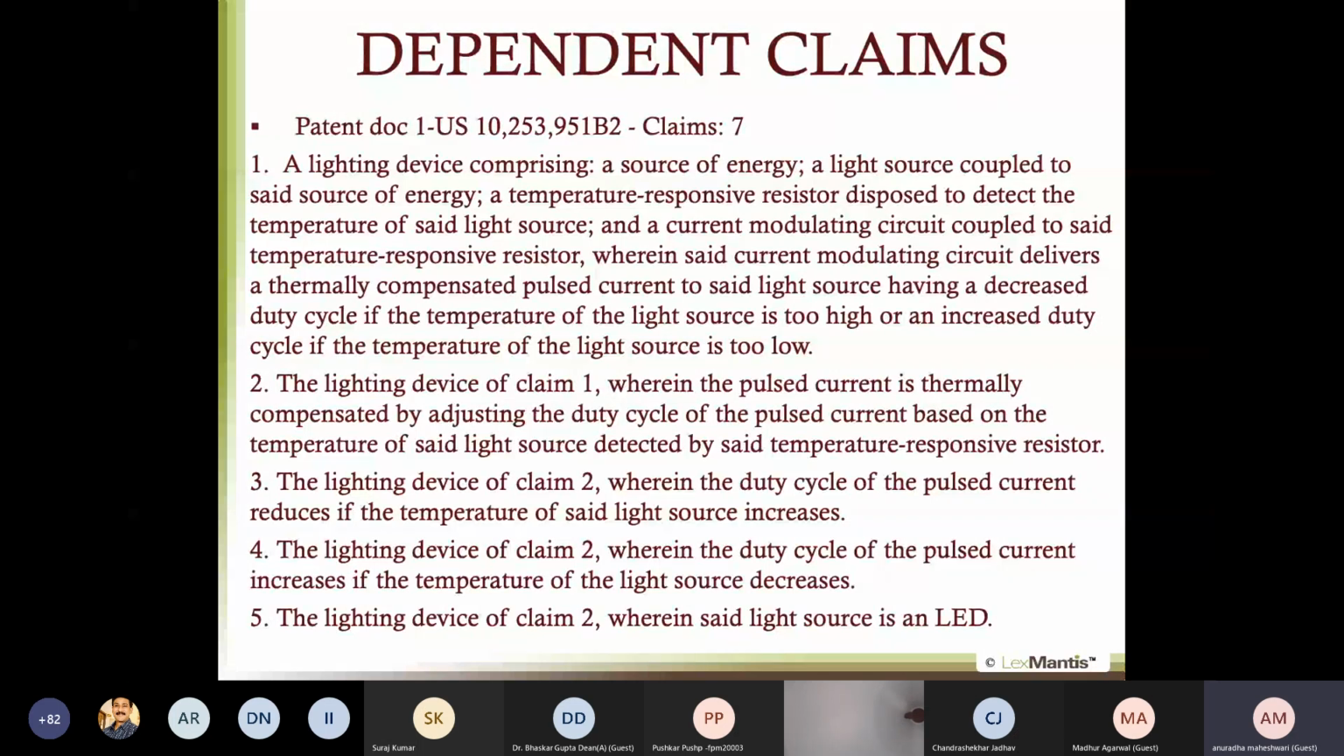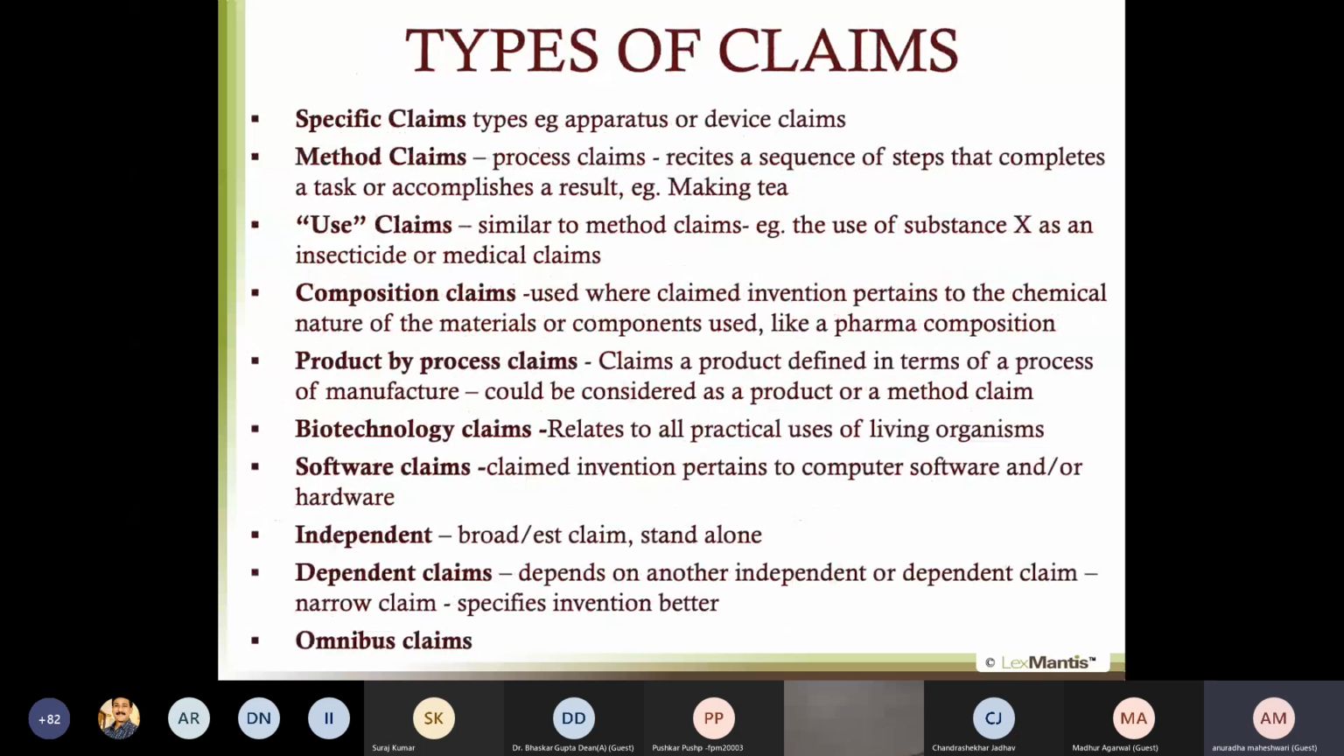So this is a lighting device comprising a source of energy, a light source, a temperature responsive resistor, a current modulating circuit, all of this. So now I say the lighting device of claim 1, wherein the pulsed current is thermally compensated. Or I say the lighting device of claim 2, wherein the duty cycle reduces if the temperature of the light source increases. The lighting device of claim 2. So you are referring to an earlier claim and making it another claim, and that's a dependent claim.